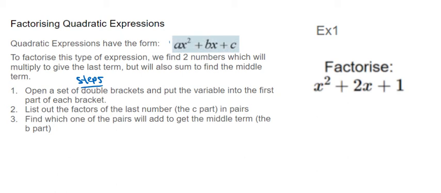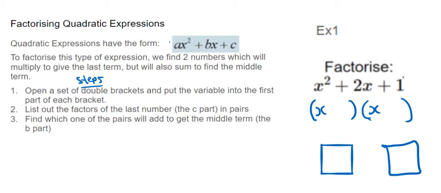So let's go to our steps. To factorize it, we open a set of double brackets, and you always do this first when you're factorizing these. Then we put the variable into the first part of it. The variable just means the letter involved, so it's x in this question. Then we list out factors of the last number, the c part. What we're looking for is two numbers that would multiply to give the last part, so 1, but would also sum to give you 2.